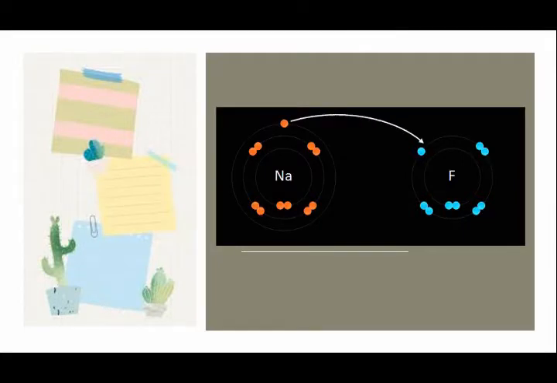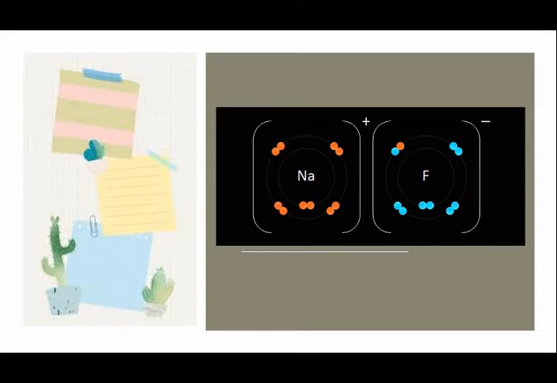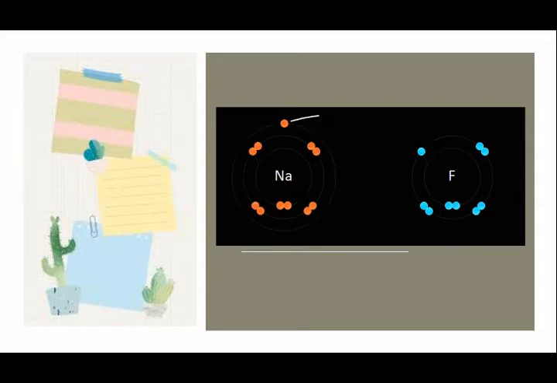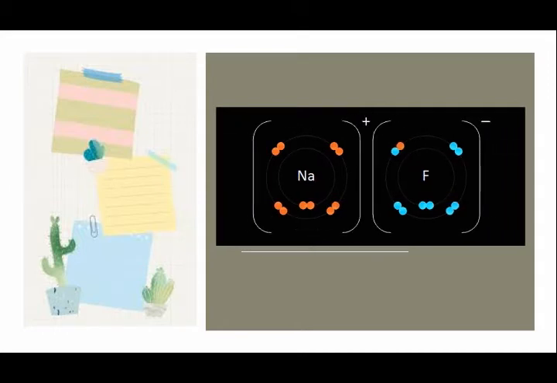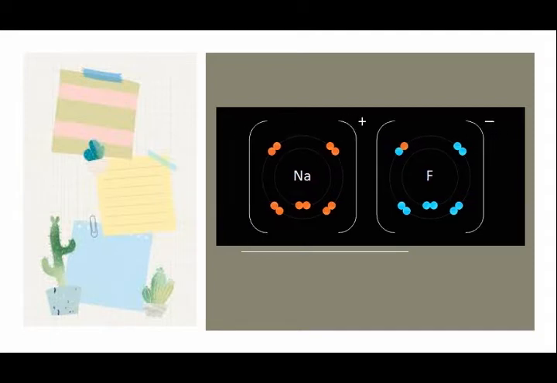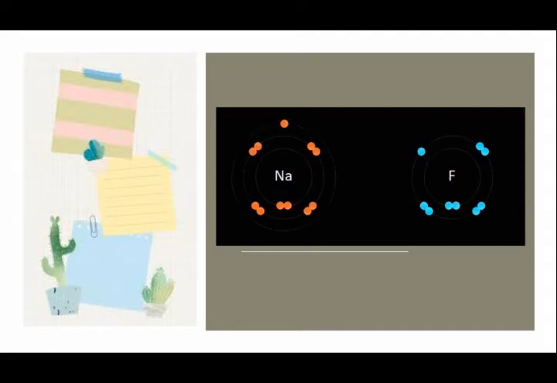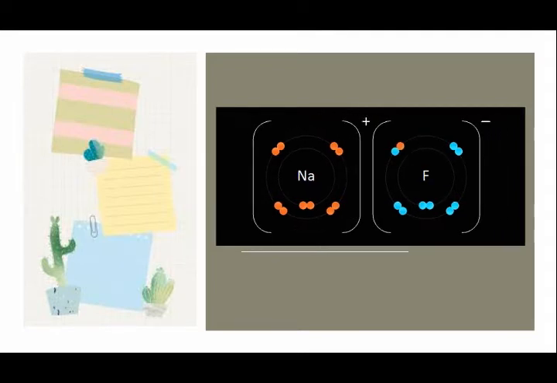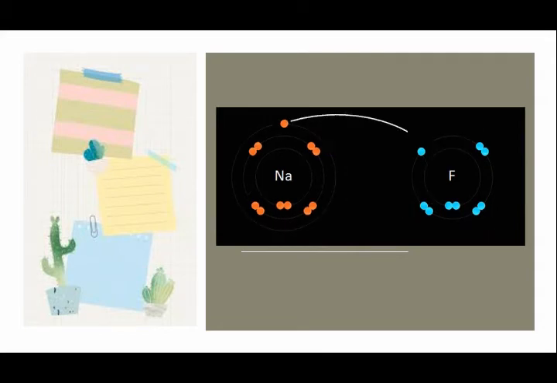Now, let's look at the example. Based on this diagram, we can see that the sodium atom is losing an electron while the fluorine atom is gaining an electron. Therefore, the sodium atom becomes a positively charged ion, which is known as cation, while the fluorine atom becomes a negatively charged ion and it's known as anion.